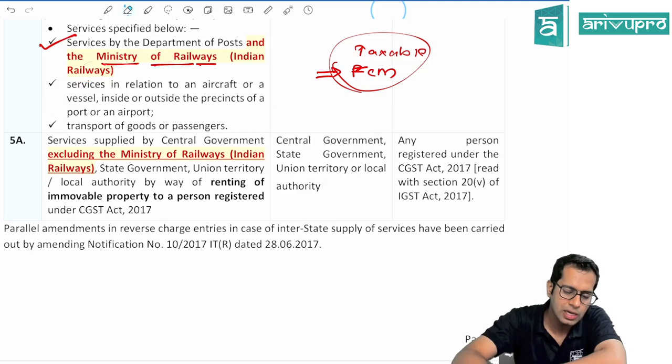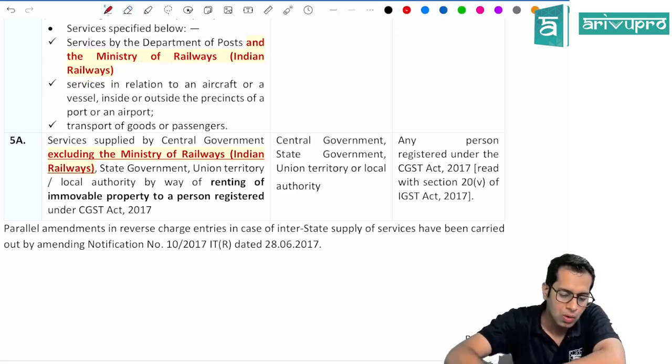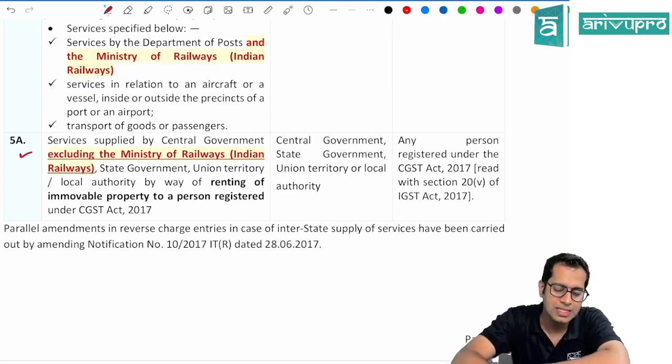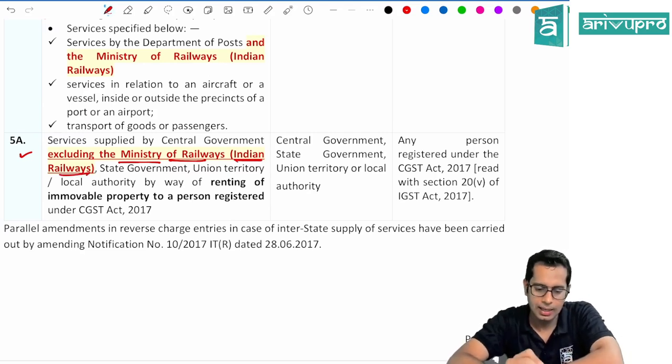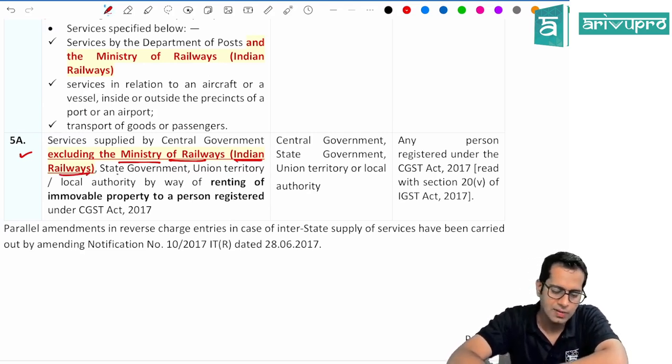Similarly, there is one more entry called entry number 5A. What is this point talking about? Services supplied by central government excluding the Ministry of Railway, that is nothing but Indian Railway. Services supplied by state government, union territory, local authority by way of renting of immovable property to a registered person.